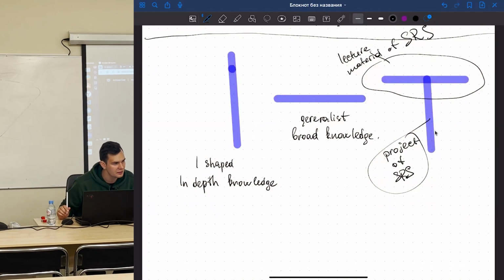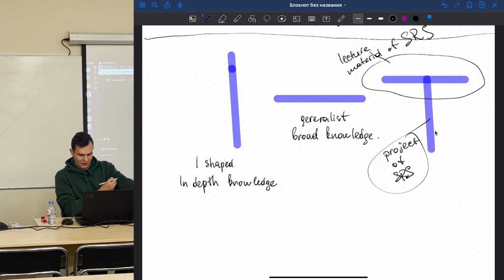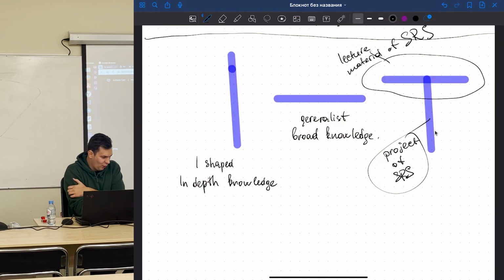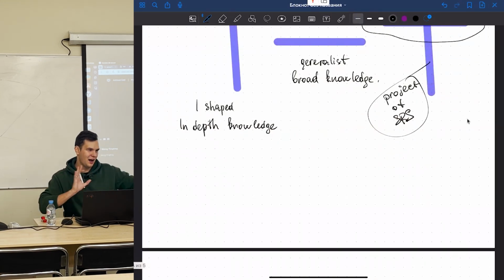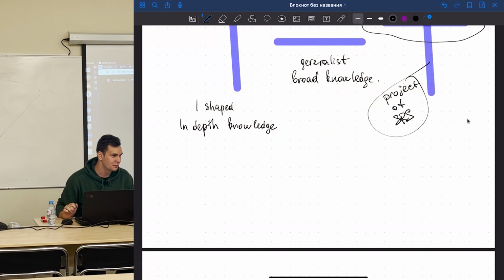I didn't get it. What about rectangular knowledge? Rectangular. With a closed form, I don't know. I think maybe it's something with soft skills. I don't know. It's out of the scope of the course.